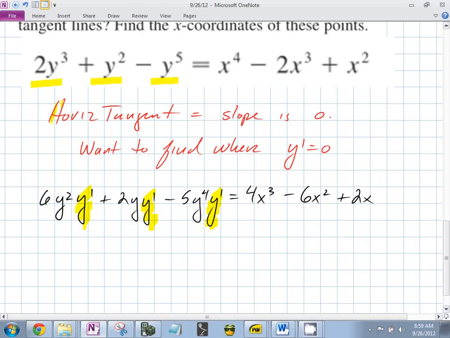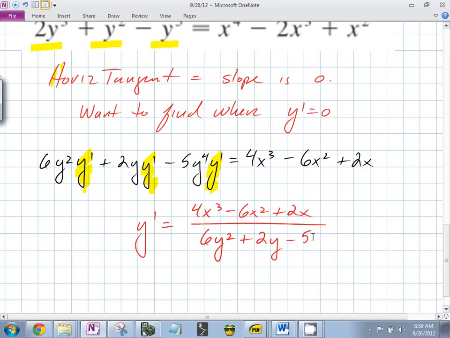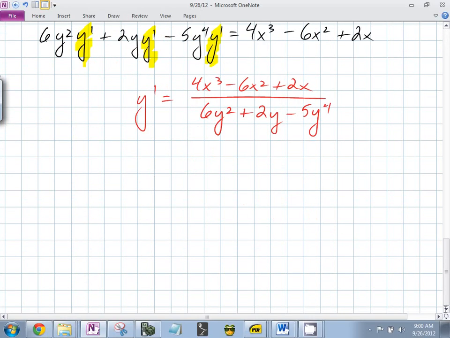Do we write that in? No. So what do we factor out on the left right now? Y prime. So you end up with y prime is equal to 4x cubed minus 6x squared plus 2x over what? 6y squared plus 2y minus 5y to the fourth. You want to know when that is equal to 0.